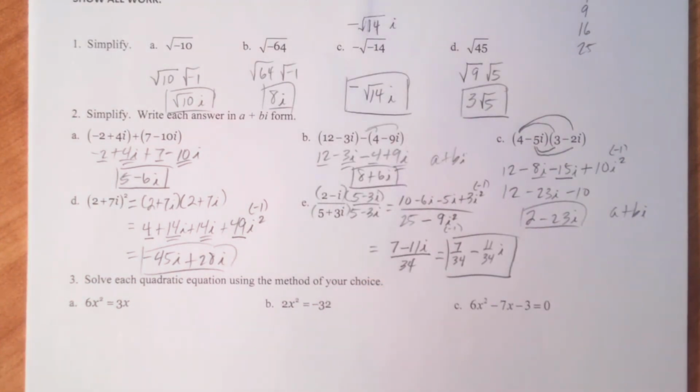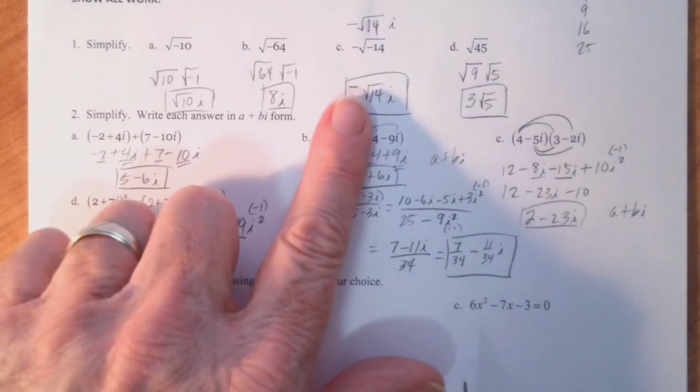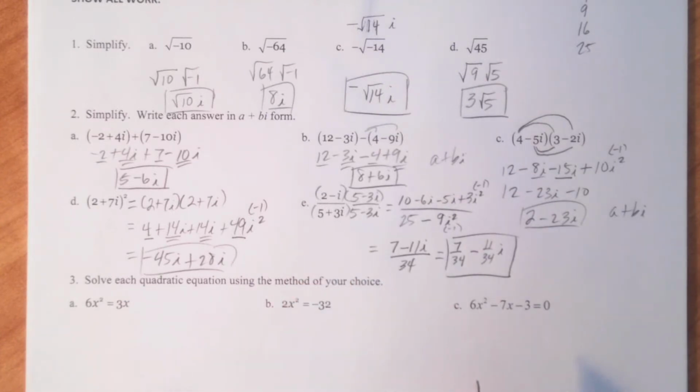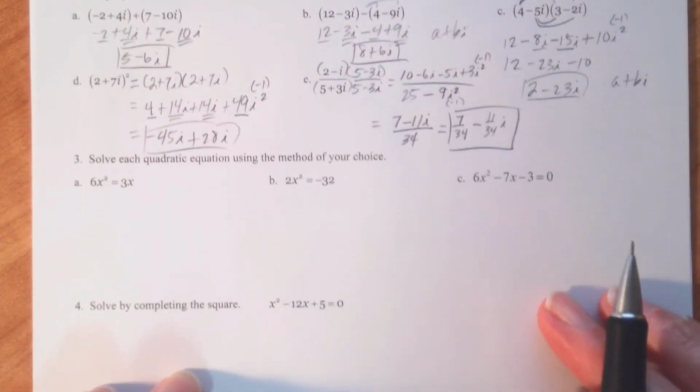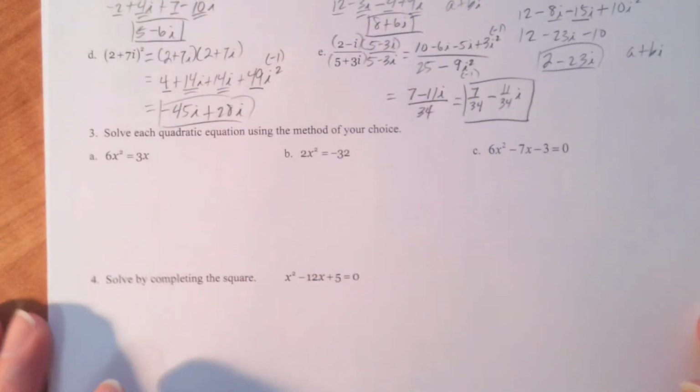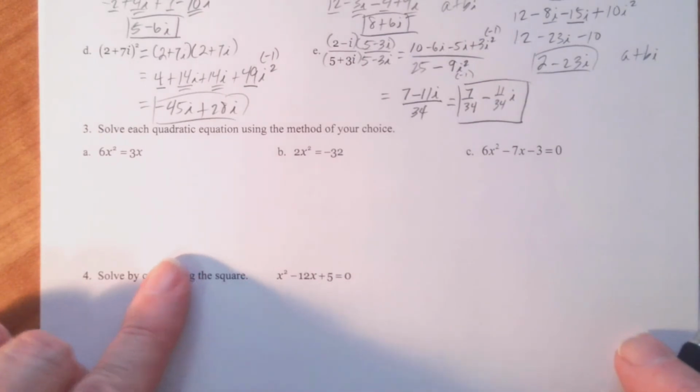All right. And so that's basically simplifying radicals and then simplifying expressions with imaginary numbers. Let's go ahead and look at number 3. So we've got to solve some quadratic equations. And here we get to choose.